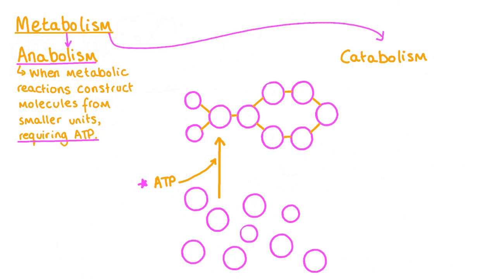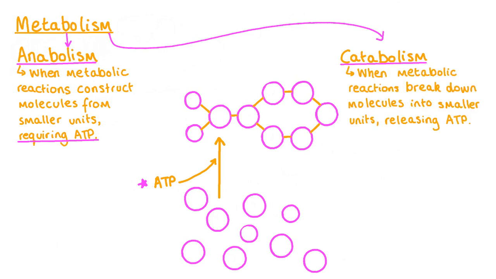Let's explore catabolism next. Catabolism is when metabolic reactions break down large molecules into smaller units. Catabolic reactions release energy, some of which is stored in cells in the form of ATP molecules. This means that the energy stored in the bonds of the ATP molecules is readily available for anabolic reactions.